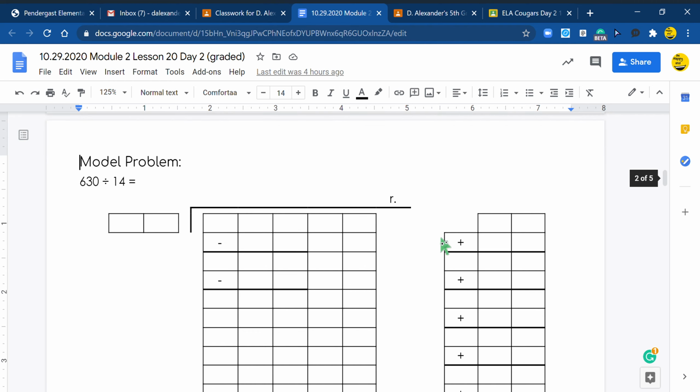So we have the number 630, and 630 is our dividend. And now we have 14, which is our divisor. So we're going to take our divisor and we're going to add it up. Oops. Sorry, you guys. We're going to add it up.